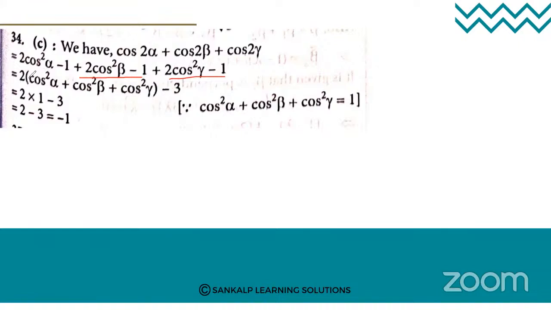So when we take out the common part, we get 2 into cos square alpha plus cos square beta plus cos square gamma, minus 3. On simplifying, we know that l square plus m square plus n square is equal to 1. So 2 into 1 minus 3, the final answer will be equal to what? Minus 1. The final answer is minus 1, which will be the right option. Next example.